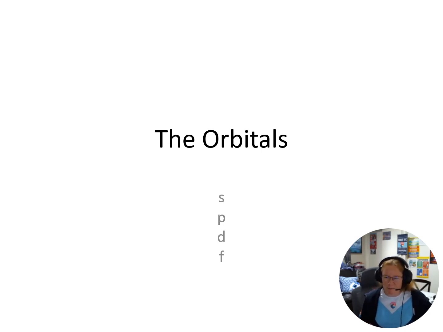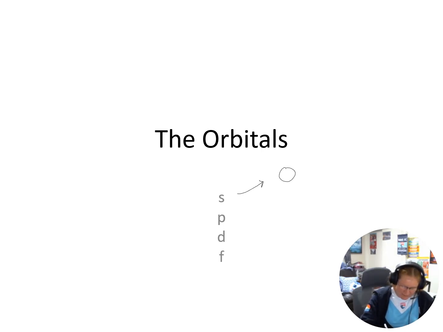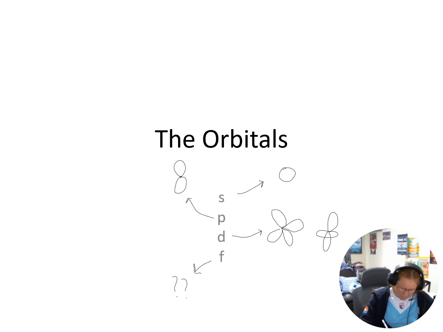Let's consider the orbitals now. Let's look at our s, our p, our d, and our f orbitals. So remember, our s orbitals are just going to be a nice sphere. P, we get that dumbbell. D, we get the four-leaf clover, or that dumbbell with the donut. And F, they're complex. I'm not even going to try to draw an F orbital.